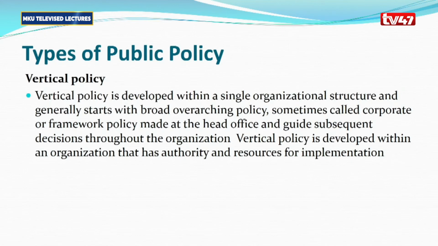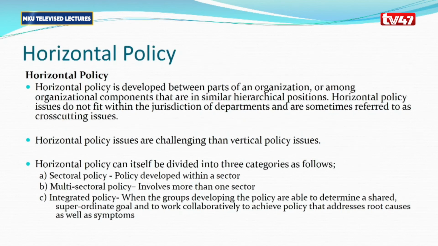Let's look at the types of public policy. We have 1, vertical policy. What is it? Vertical policy is developed within a single organizational structure, and generally starts with broad overarching policy, sometimes called corporate or framework policy, made at the head office and guides subsequent decisions throughout the organization. Vertical policy is developed within an organization that has authority and resources for implementation. That is vertical policy. The next is horizontal policy.